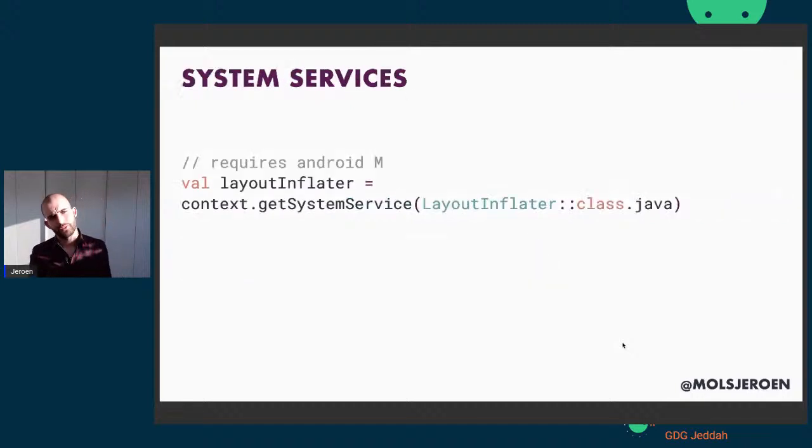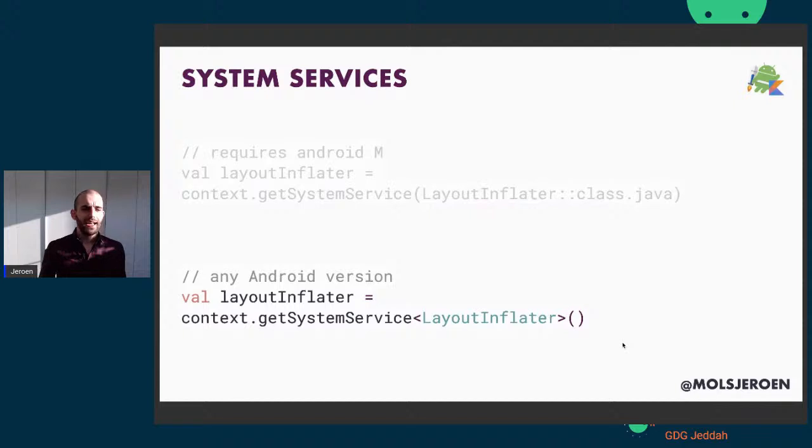Then system services. If you're on Android M, getting a system service looks like this. And KTX makes that slightly nicer by just saying, hey, getSystemService, and you just provide directly the KClass, and it will actually do the casting for you, which is easier. And this also works on any Android version.